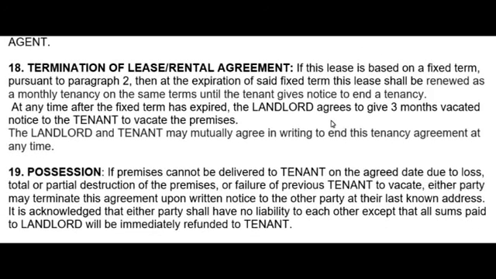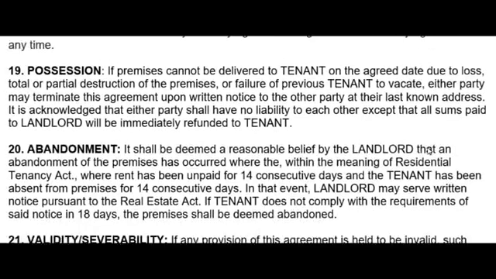18. Termination of lease rental agreement. If this lease is based on a fixed term pursuant to paragraph 2, then at the expiration of said fixed term, this lease shall be renewed as a monthly tenancy on the same terms until the tenant gives notice to end a tenancy. At any time after the fixed term has expired, the landlord agrees to give 3 months vacated notice to the tenant to vacate the premises. The landlord and tenant may mutually agree in writing to end this tenancy agreement at any time.